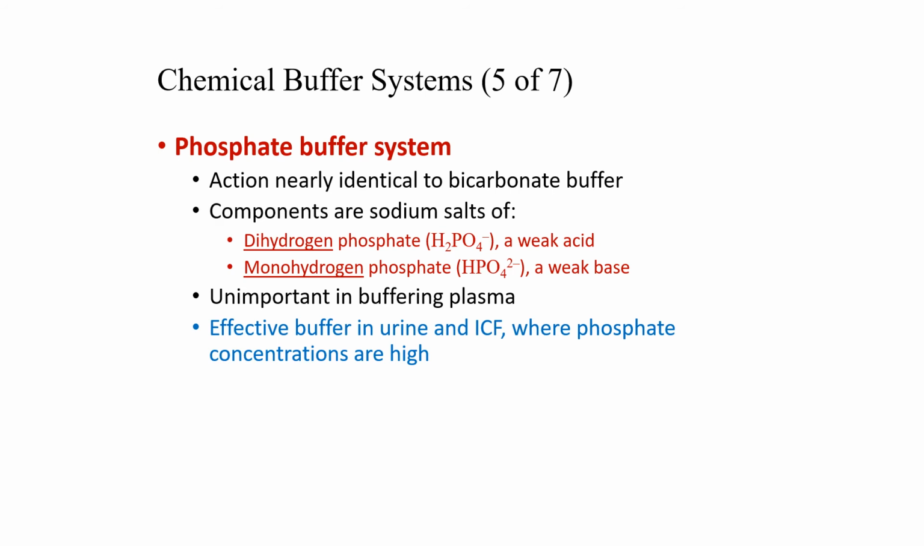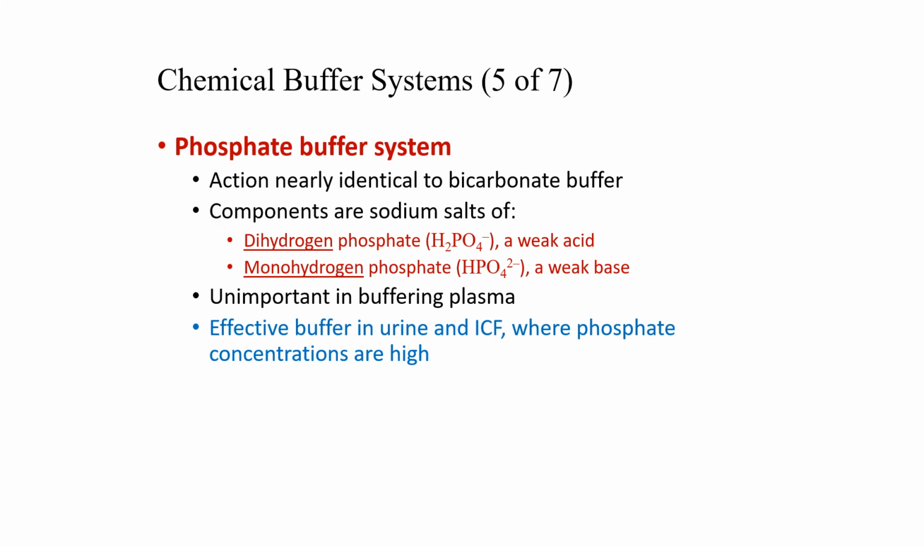It is so very cool how God uses hydrogen. One proton, one electron, but it balances our body. That is absolutely fascinating. Okay, the third system is the phosphate buffer system. Its components are the sodium salts of dihydrogen phosphate, which is a weak acid, and monohydrogen phosphate, which is a weak base. So sodium dihydrogen phosphate and sodium monohydrogen phosphate.